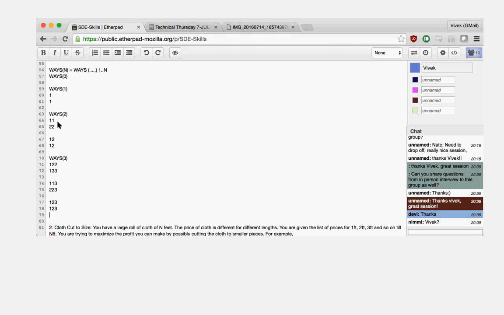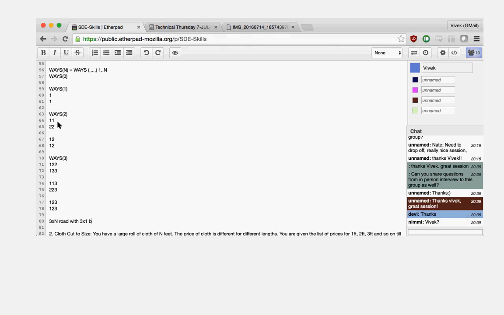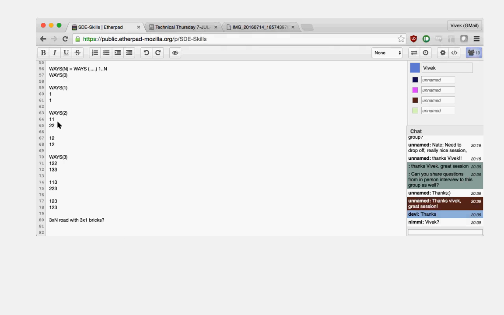All right. Now, if I change the question to say that you need to pave a 3 cross n road with 3 cross 1 bricks, how do you solve this? This is like a logical extension of what we just did. If you understand the way it's solved and are not just memorizing the solution, then you should be able to extrapolate this. So given a 3 cross 1 brick, how do you do a 3 cross n road? Go.